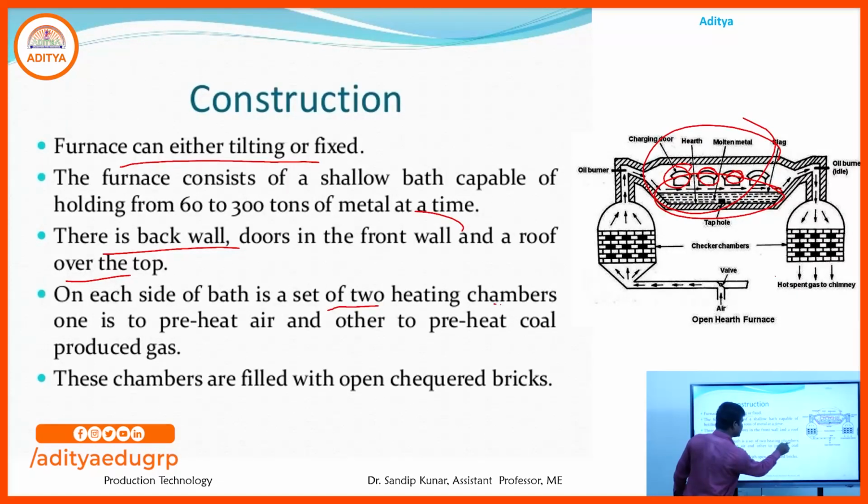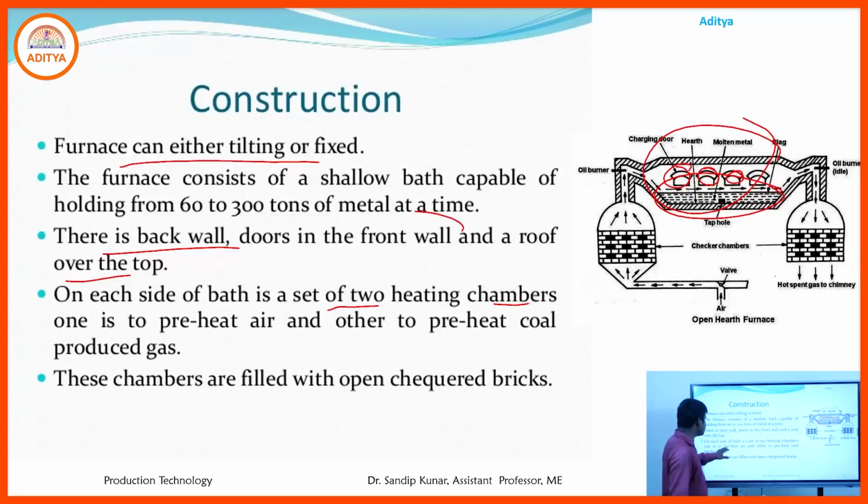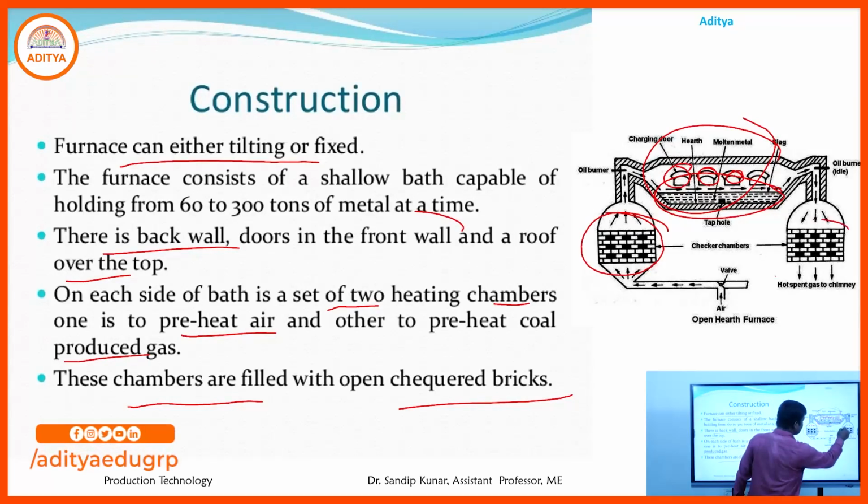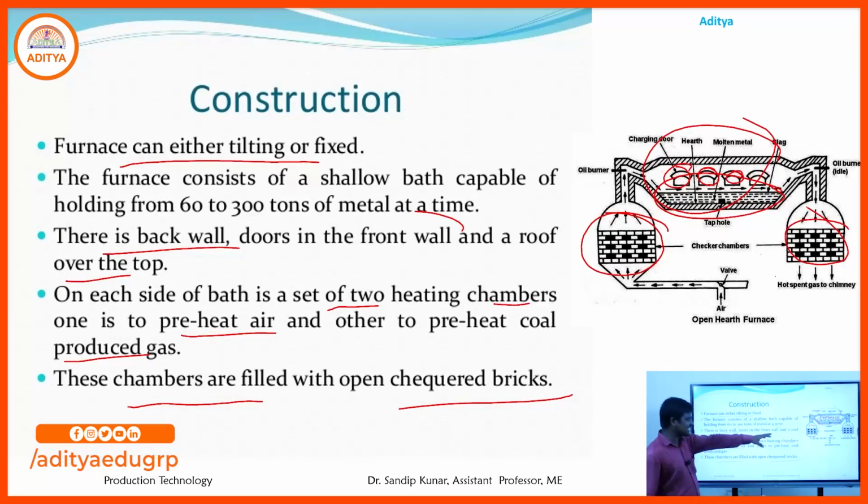On each side of the bath, two heating chambers are there. One chamber is used to preheat the air and the other to preheat the coal producer gas. Through one chamber the preheated air will pass, and through the other chamber the preheated produced gases pass. These chambers are filled with open checker bricks, regenerative bricks, the checker bricks. The use of those checker bricks also has particular functions.